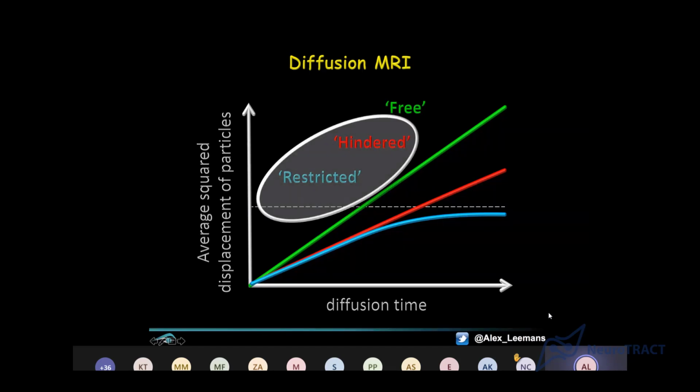Let's move on. I put this denomination here on the restricted and hindered diffusion, because that's where our tissue is, right? We're not too interested in free diffusion at first, because we would be looking at a tissue where we have hindered and restricted diffusion.